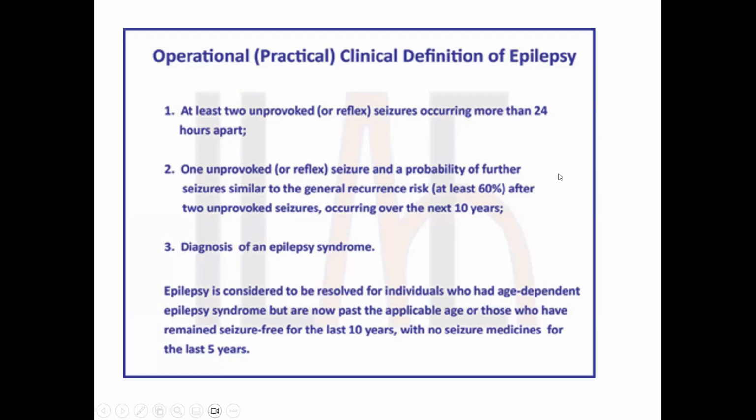So remember that example, a patient with a stroke coming later on with a seizure that is compatible with the anatomy or the lesion of the previous stroke. Then again, you can diagnose an epilepsy, and you might even start anti-epileptic drugs even after the first seizure. Okay, and then diagnosis of an epilepsy syndrome.